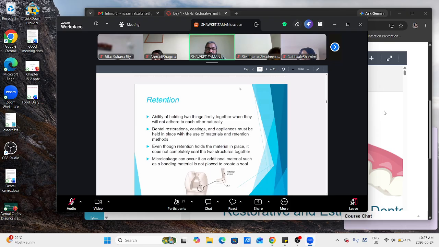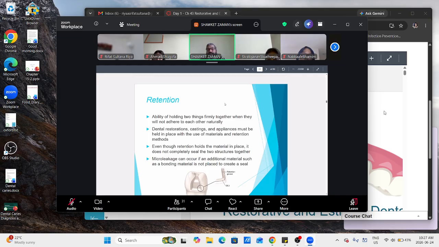Retention, that is another very important part. Retention means the ability to hold two things together when they are not adhered to each other naturally. The ability of holding the two things firmly together when they are not adherent to each other naturally, that is called the retention.